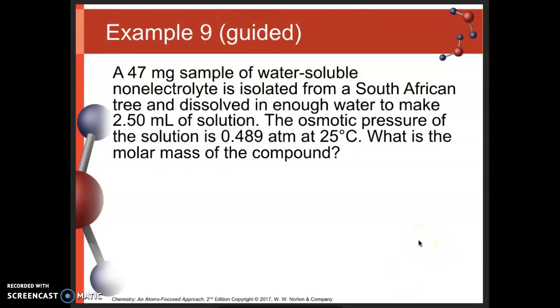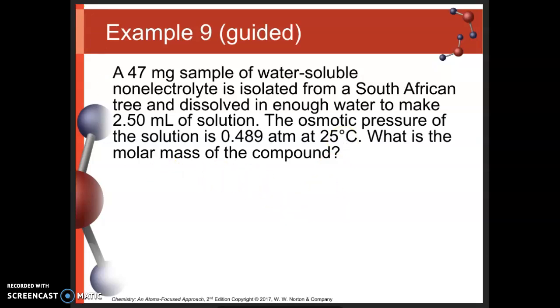In our first example, we've got a 47 milligram sample of a water-soluble non-electrolyte that is isolated from some tree in South Africa. And we dissolve it in enough water to make 2.5 milliliters of solution. We are told the osmotic pressure of the solution is 0.489 atmospheres at 25 degrees Celsius. What is the molar mass of the compound?